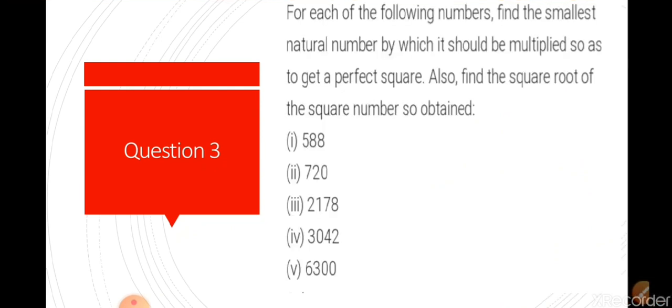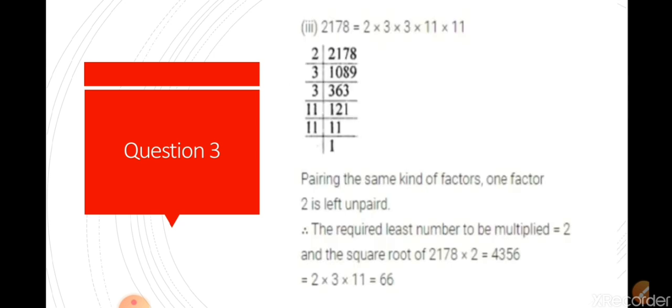Now question number 3. Question number 3 says that for each of the following numbers, find the smallest natural number by which it should be multiplied so as to get a perfect square. Also find the square root of the square number so obtained. In the first exercise also we have studied with what number we multiply the given number to make it a perfect square. So question number 3 we will see here, 2178.